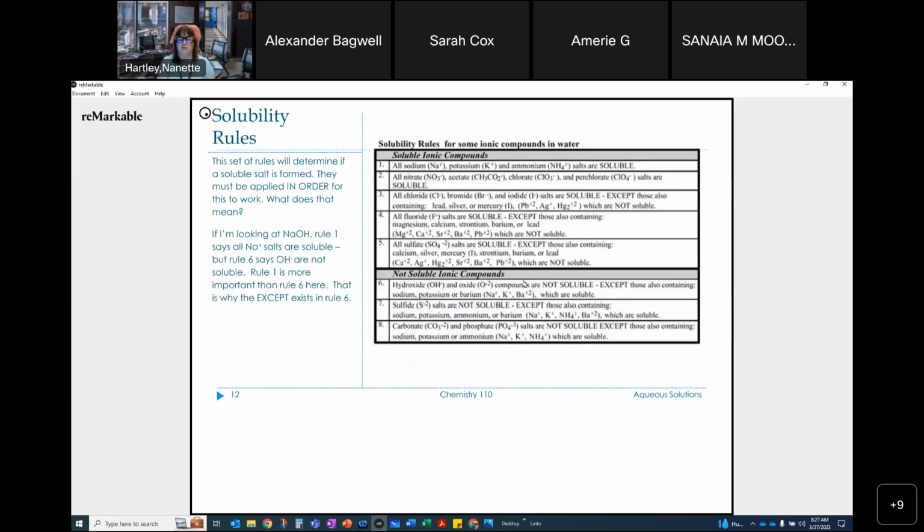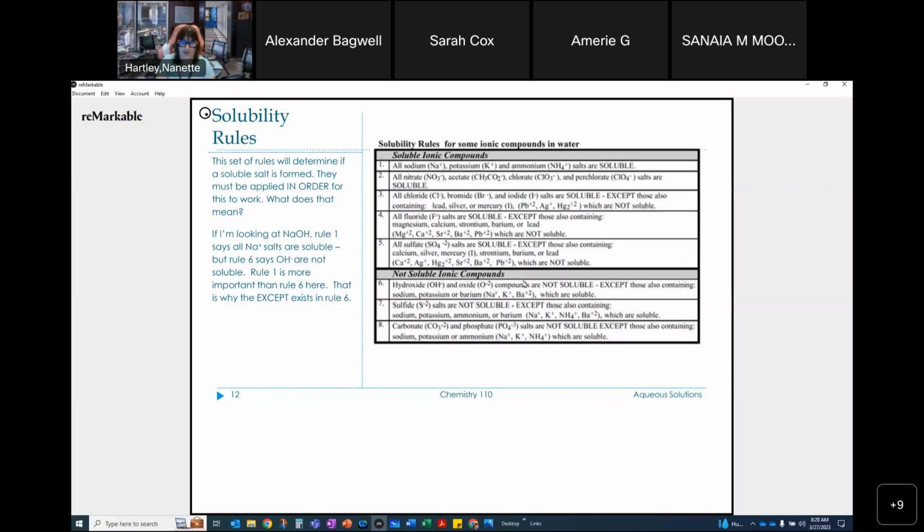There we go. So you get a list of solubility rules. Now, the solubility rules that you have for the exam handouts are slightly different than this. They're on page 6 of the exam handouts, so you will see them there. They are similar. I mean, they're based in this same list, but they're not written out in what I would say is as confusing a manner. The set of rules will determine if the salt formed is soluble. They must be applied in order.